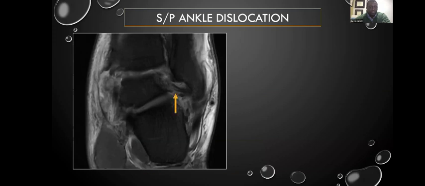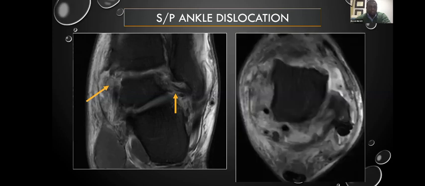However, in this case, this patient did have an ankle dislocation with a torn posterior tibiofibular ligament, the deltoid ligament, and probably a lot of others. But these are the type of injuries where you generally see this tear.